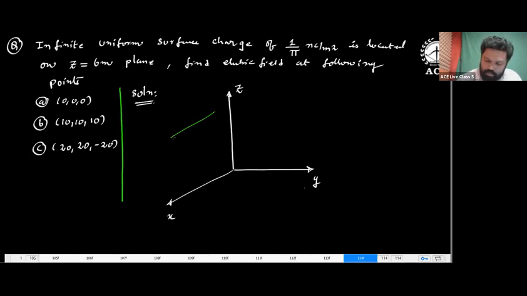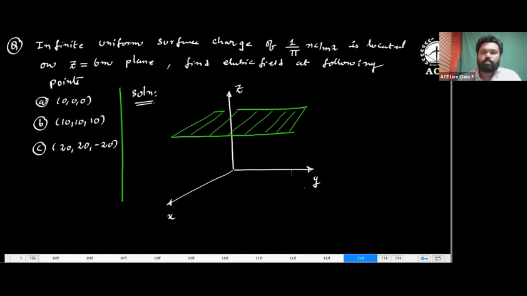Let me use some other color. So where it is, beta? Z is equal to 6 meters plane. Okay, and what is the charge on this one? It is rho s nanocoulomb per meter square. Clear, beta? And how the normal is for this one? If it is fixed at Z is equal to constant plane, the normal is outwards, isn't it? So here it is like this. The normal here is Z cap. Below it is minus Z cap.